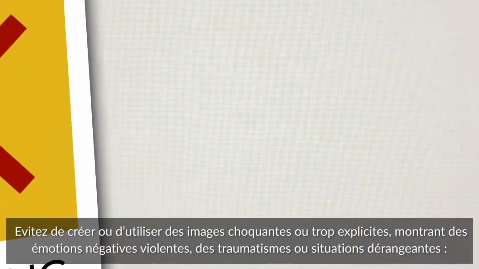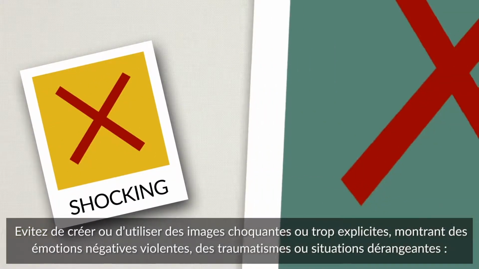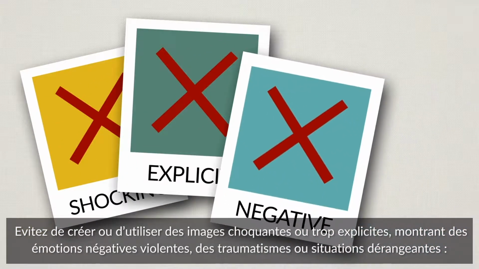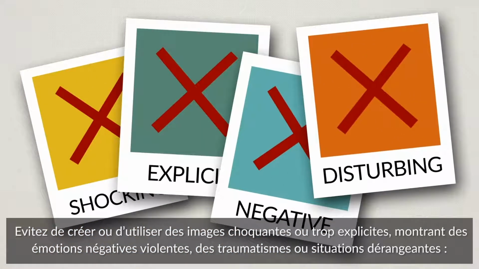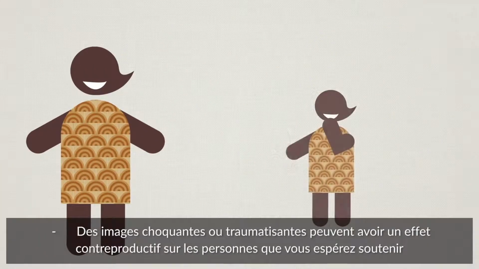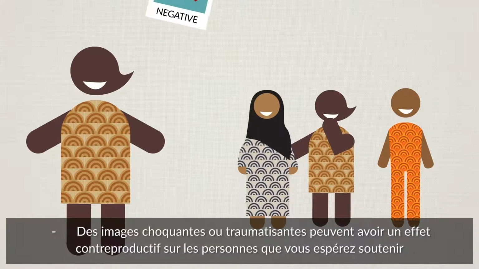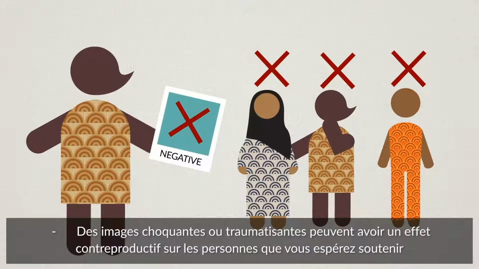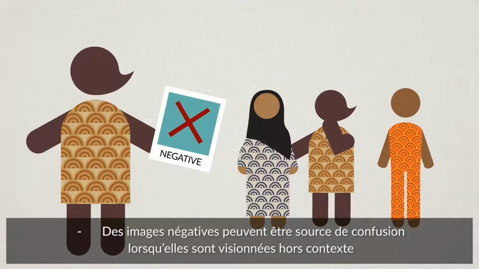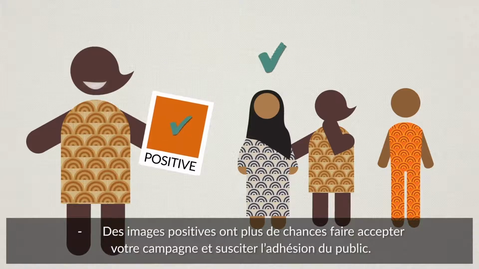Avoid creating or using images that are shocking or explicit, show strong negative emotions, trauma, or disturbing situations. Triggering or traumatizing images can have a negative effect on the individuals you are aiming to empower or support. Negative images can create confusion when not put into context. Positive images are more likely to lead to the acceptance of or engagement with your campaign.